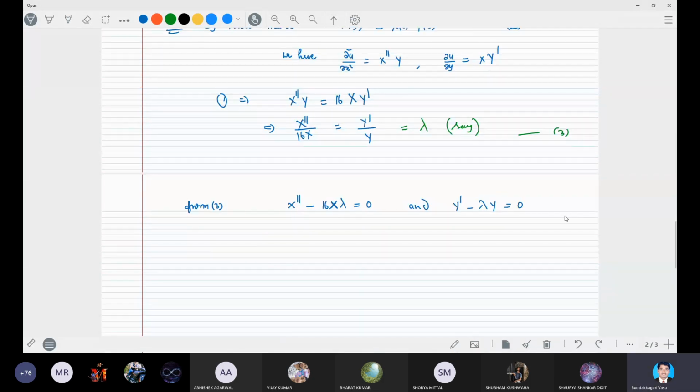Could you solve for capital X and capital Y? Because we have considered this constant lambda, lambda is any constant. It may be 0, which is also a constant, or it may be a positive constant, or a negative constant. We will describe the solution for these three cases: positive constant, negative constant, and 0.